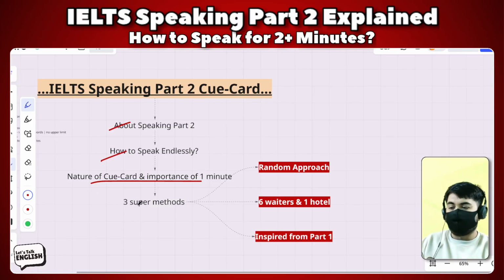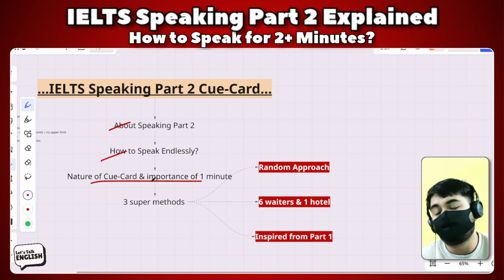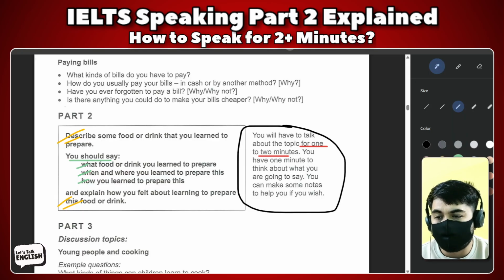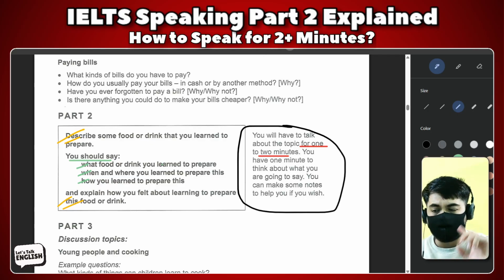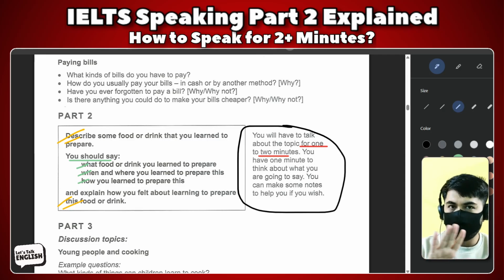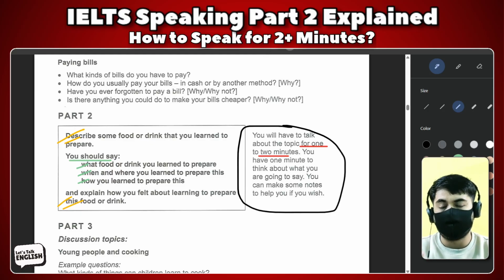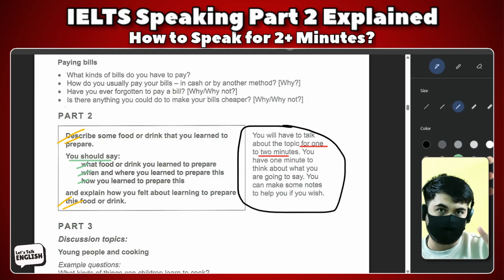Irrespective of whatever method you choose, your first and foremost task will be to make sure that you write on your cue card, okay, my topic is describe some food or drink that you learned to prepare and explain how did you feel about learning to prepare this food or drink, right? So, what I'll do is I'll take all three methods, but I will make sure that every cue card topic that I'm doing, I'm answering these two questions first, right? So if you're ready, I'm ready.